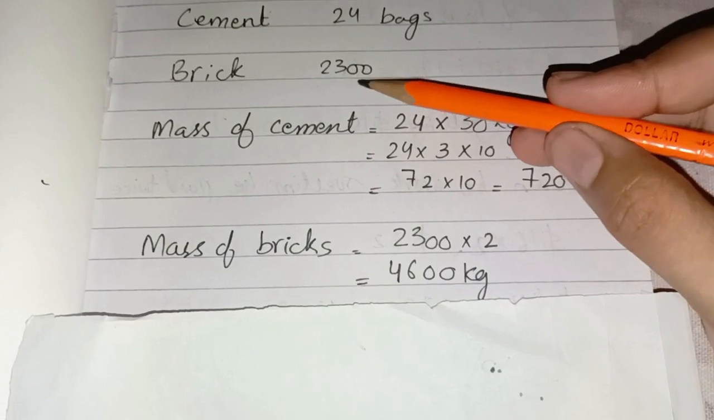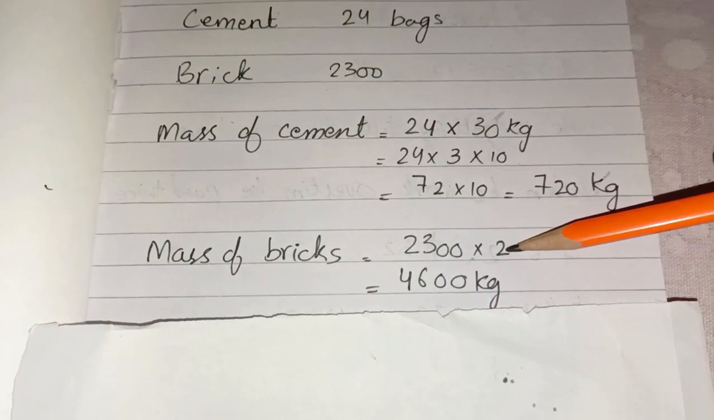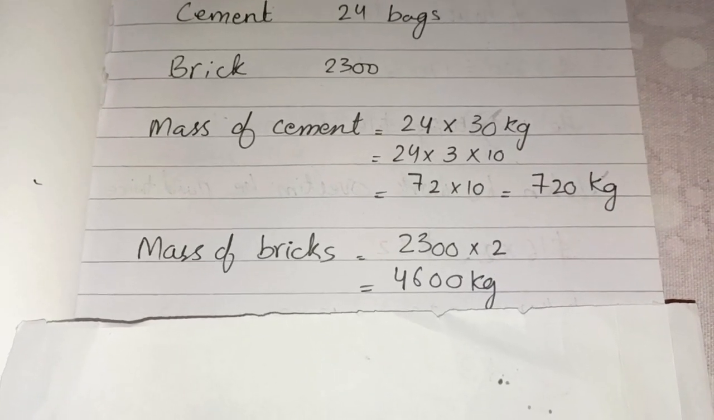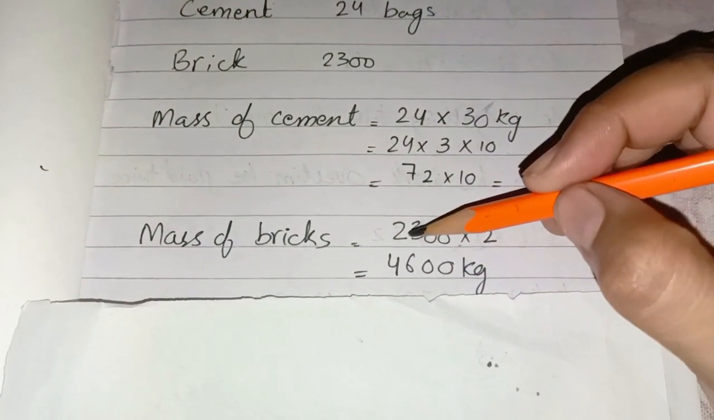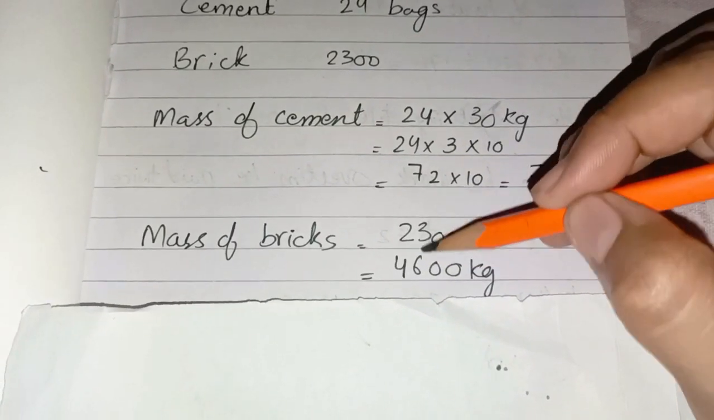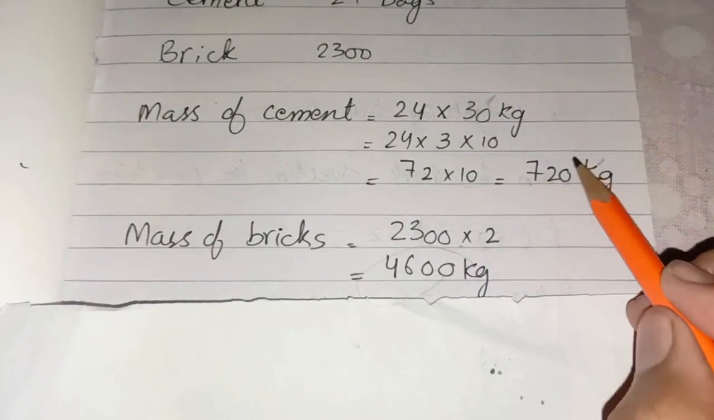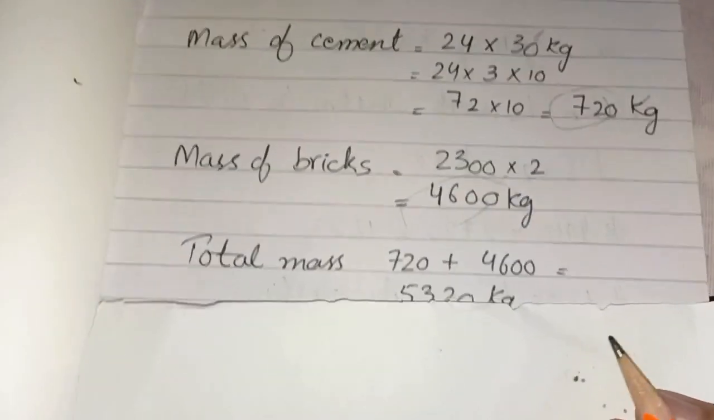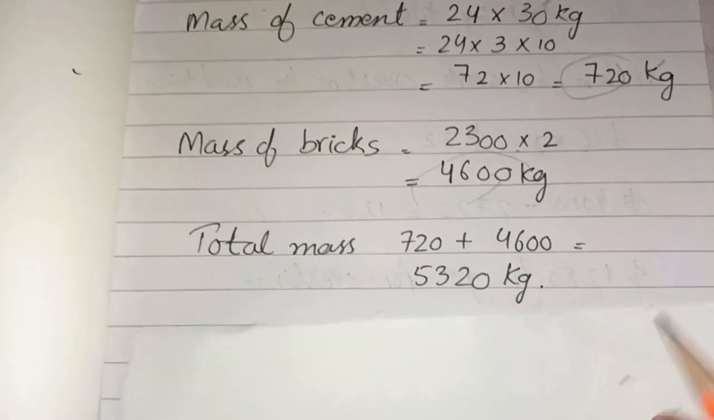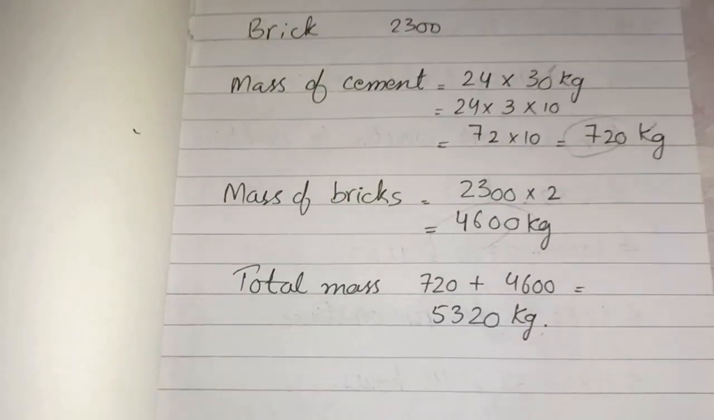Mass of bricks: 2,300, and we have 2 kg. One brick is 2 kg. So when we multiply, 2 zeros are 0, 2 zeros are 0, 2 threes are 6, 2 twos are 4. Now we have 4,600 and 720. So we have to add 4,600 and 720, and we get 5,320 kg total mass.